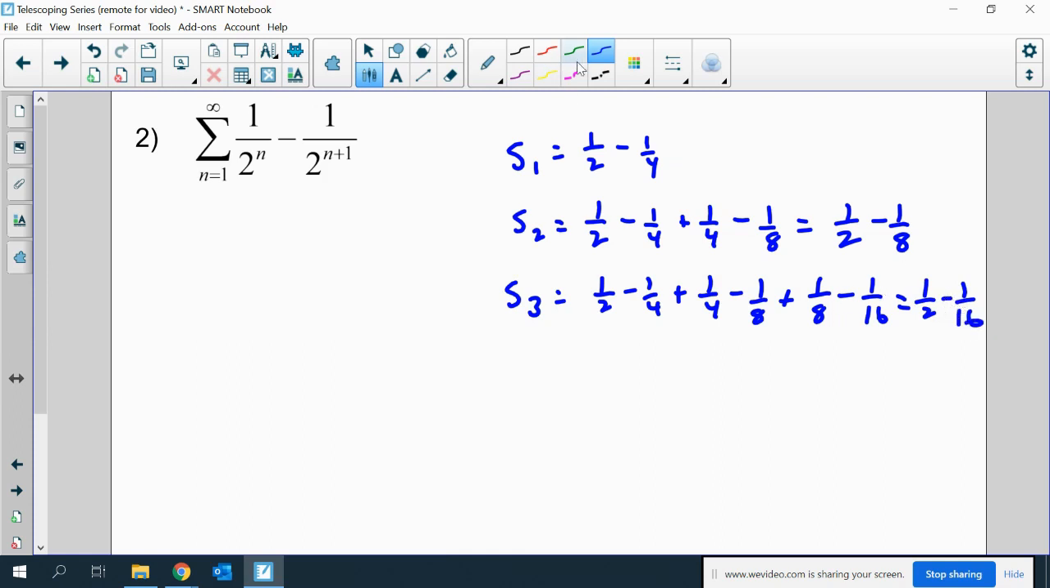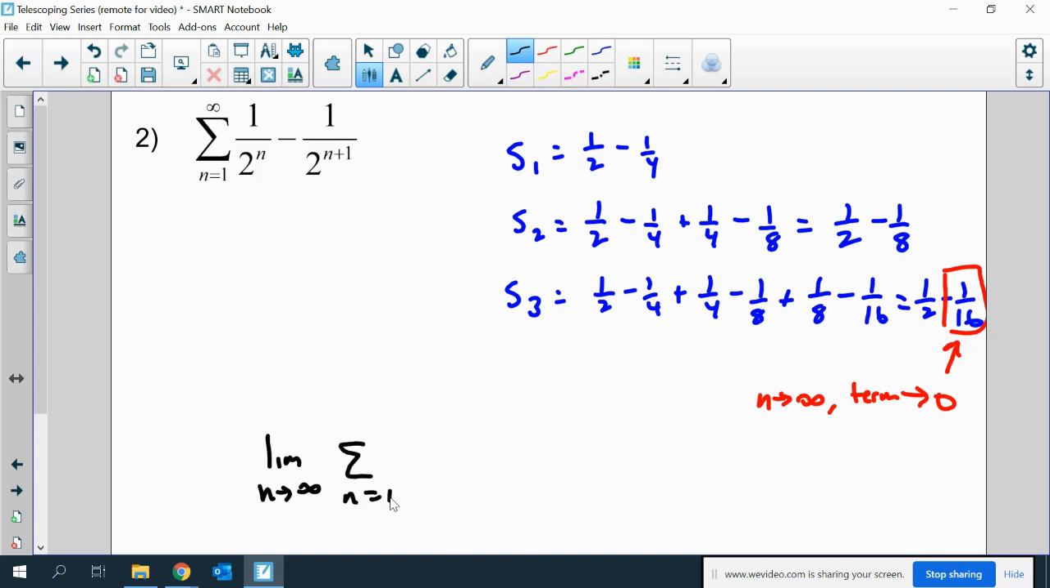And then the other thing that I'm going to notice is that this thing keeps getting small, and it basically goes towards 0. As n goes to infinity, this term goes to 0. So what is going to be the limit as n goes to infinity of the sum from n equals 1 to infinity of 1 over 2 to the n minus 1 over 2 to the n plus 1? That is 1/2.